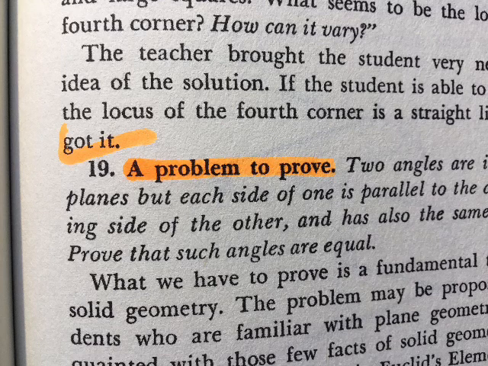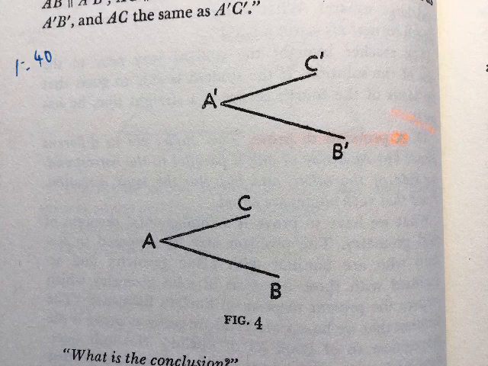What is the hypothesis? Two angles are in different planes. Each side of the one is parallel to the corresponding side of the other and has also the same direction. What is the conclusion? The angles are equal. Draw a figure, introduce a suitable notation.